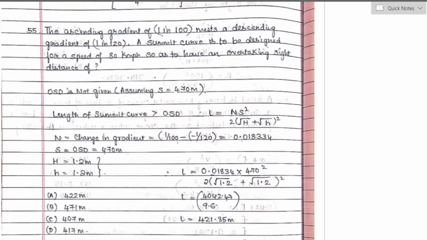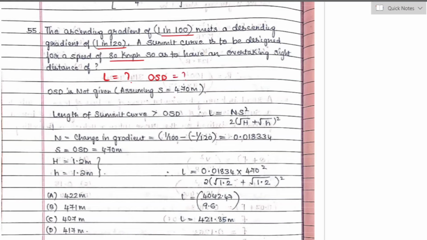Question number 55. The ascending gradient of 1 in 100 meets a descending gradient of 1 in 120. A summit curve is to be designed for a design speed of 80 km per hour so as to have an overtaking sight distance of. So we have to determine the length of the summit curve. In this question, you can observe the OSD distance is not given.